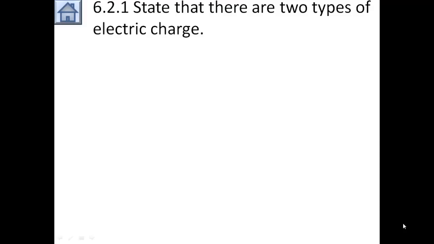Physics is fun. For the next topic, 6.2, we will look at electric fields. State that there are two types of electric charge. Okay, that's easy. There are two types of electric charge, positive charge and negative charge.